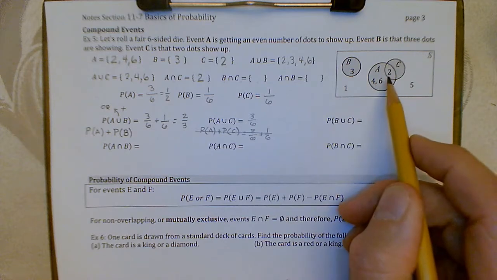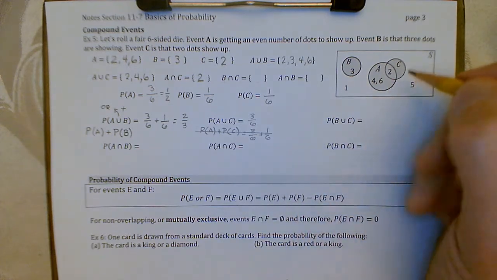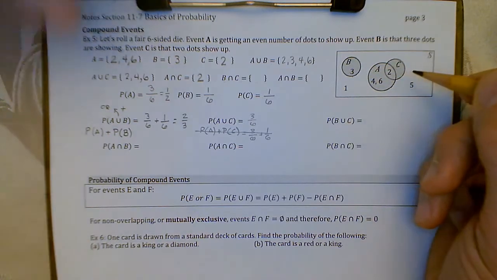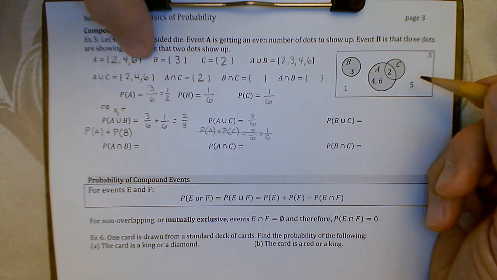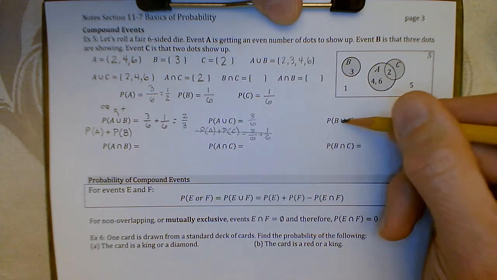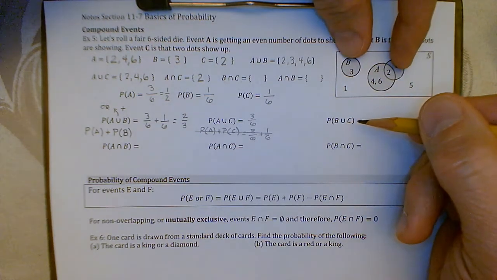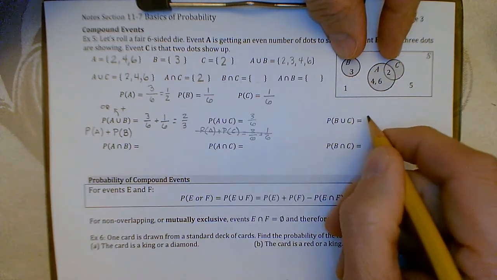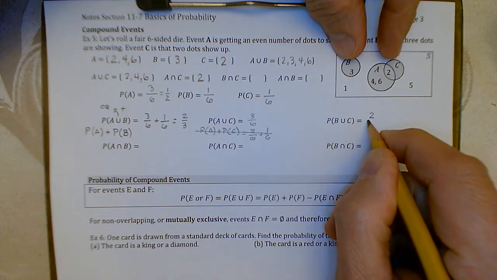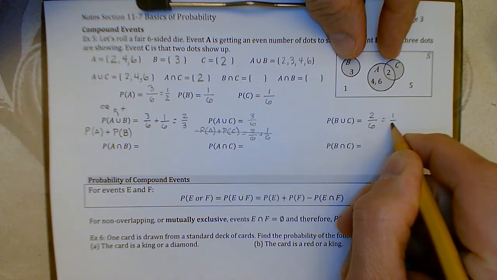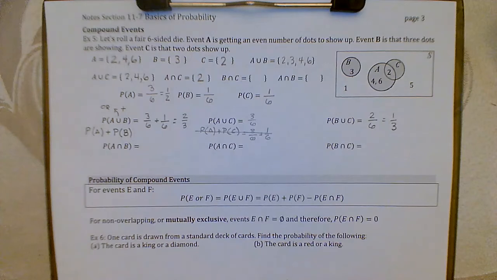All right, so the next one, the probability that B union C, that would simply be B or C, right? So there are 2 options for both of those. Where did we do B union C? Did we not do that up here? I guess we didn't. So B union C, well, there are 2 items in both of those. So we know that this is going to be 2 out of 6, or reducing that, 1/3.